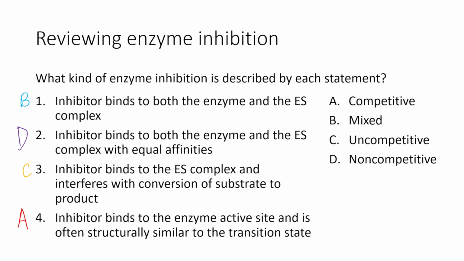complex. But maybe in mixed inhibition, you don't know if that inhibitor binds to one or the other more strongly. It might bind to the enzyme more strongly by itself, or it might bind to the ES complex more strongly. For a non-competitive inhibitor, it's a specific type of mixed inhibition where it likes the enzyme by itself and the enzyme substrate complex exactly the same.